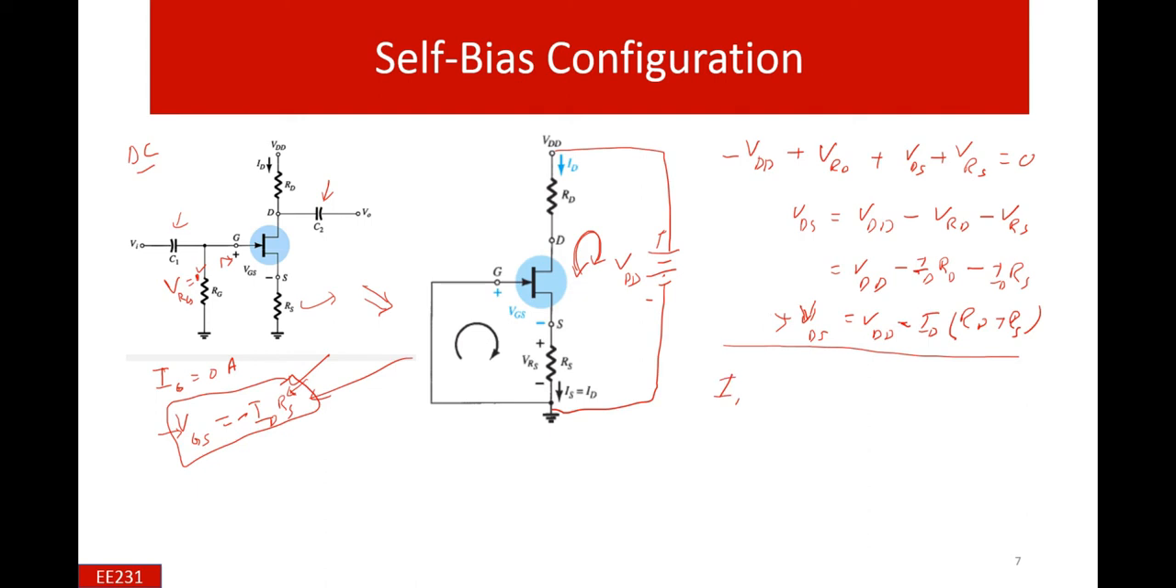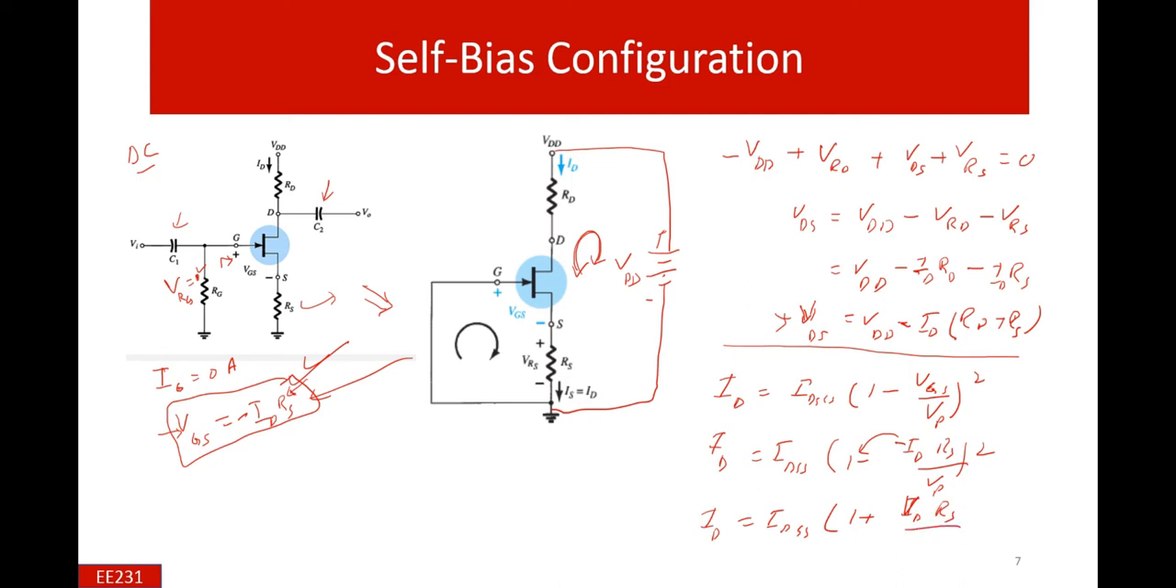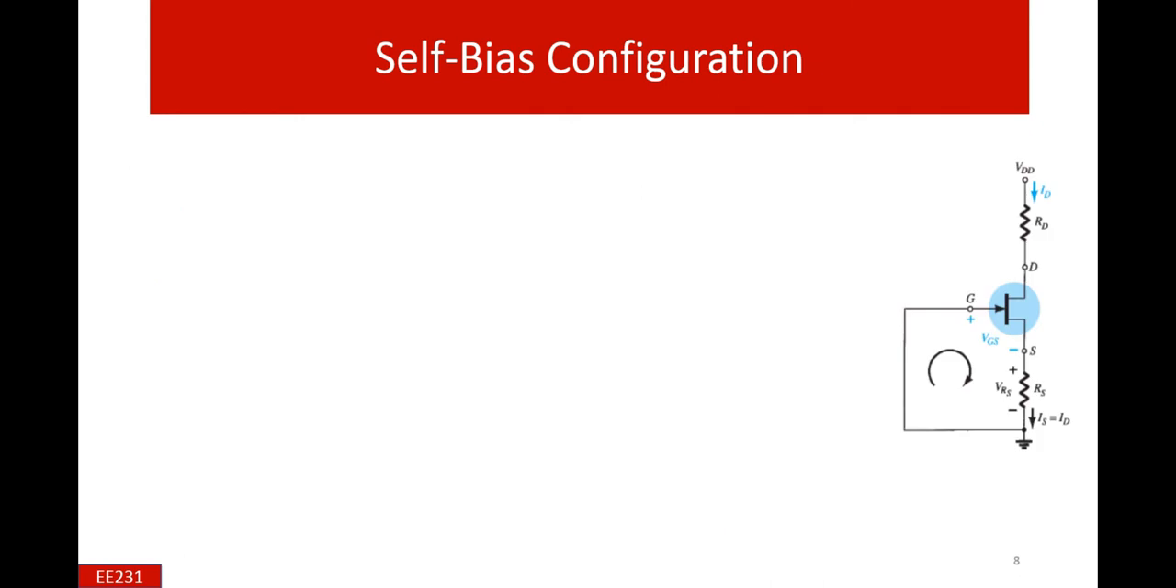Other relations are also applicable here to find the drain current. The drain current in saturation is equal to the maximum drain current times 1 minus VGS over Vp, where VGS is the voltage between the gate and the source, and Vp is the pinch-off voltage, all squared. So ID is equal to IDSS times 1 minus, so minus ID RS over Vp. This negative makes it positive, so the drain current is equal to the maximum drain current times 1 plus ID RS over Vp, whole square.